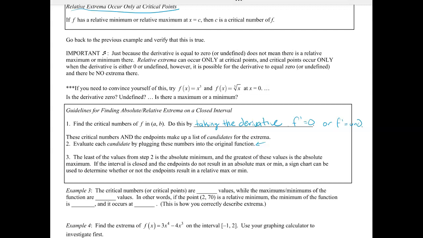The least of these values from step 2 is the absolute minimum, and the greatest of these values is the absolute maximum. If the interval is closed and the endpoints do not result in an absolute max or min, a side chart can be used to determine whether or not the endpoints result in a relative max or min.